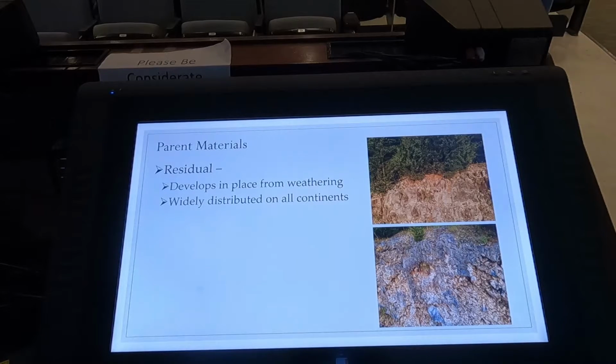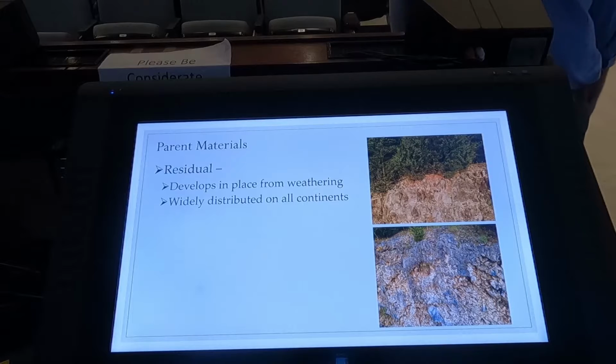So going back to our soil formation that's happening right in our backyard, a residual is what's going to happen when that rock breaks up and forms right there in place. So it resides right where it broke. It has not been moved. It is right there, just in place.